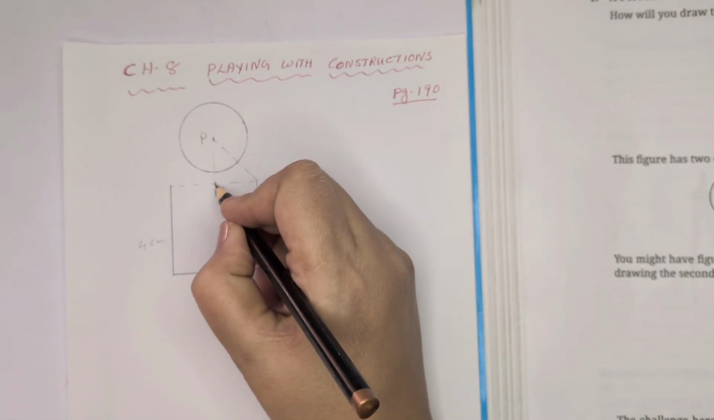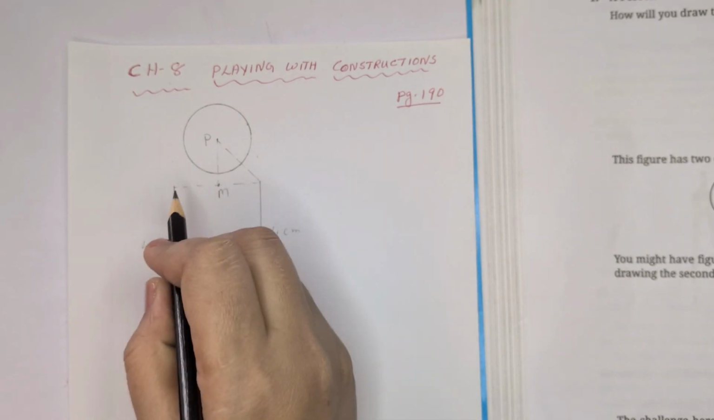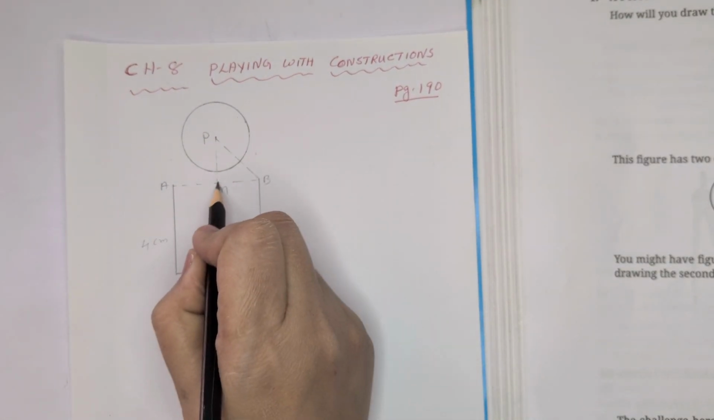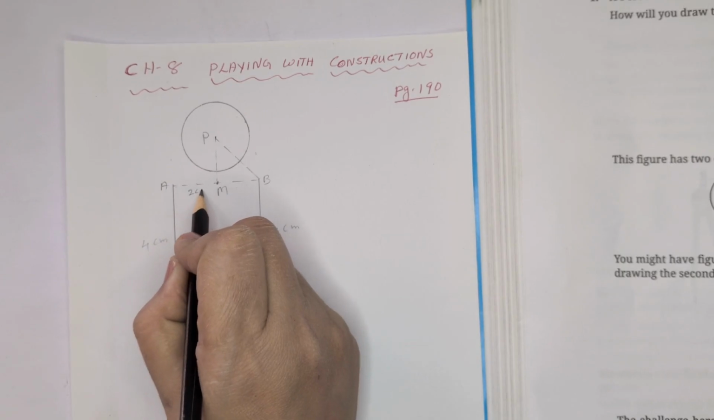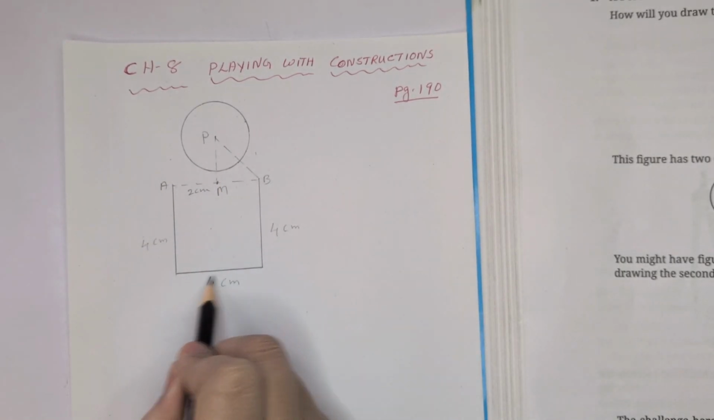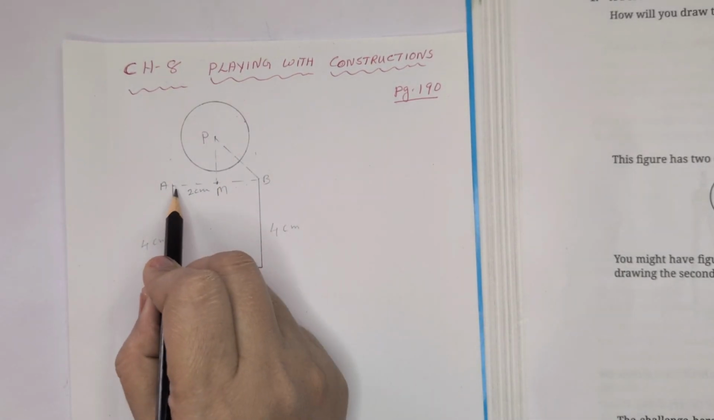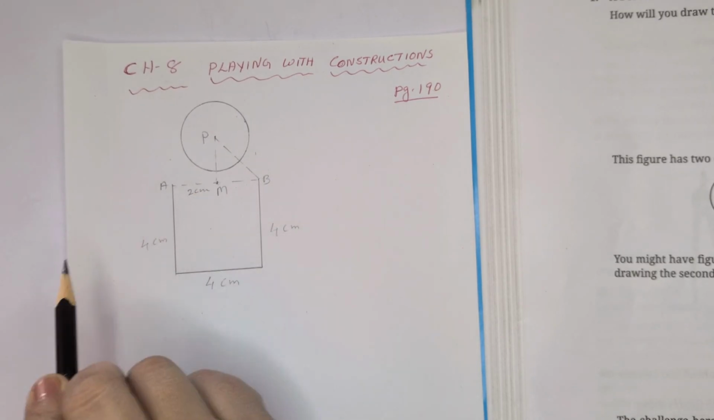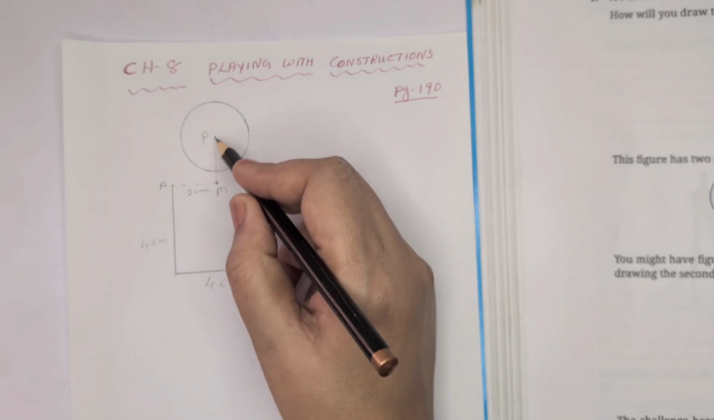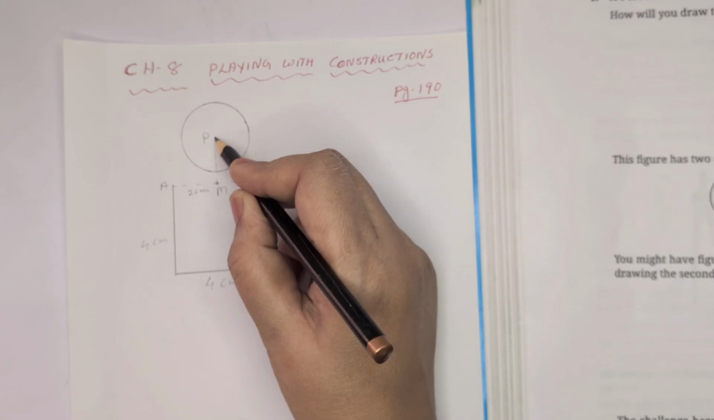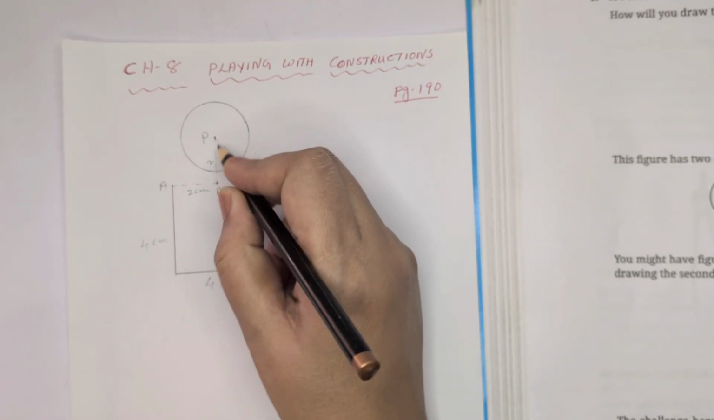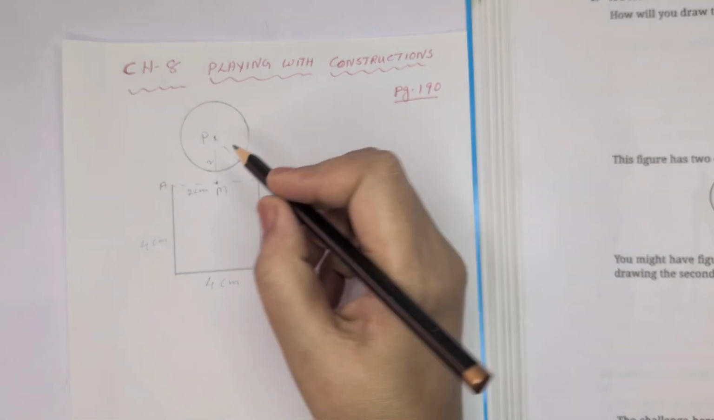After that, mark the midpoint M of this side. If you are marking that side as AB, the midpoint AM is equal to 2 centimeter. AB is 4 centimeter, and AM is equal to BM, that is 2 centimeter. M is the midpoint. From here mark another point P, that also 2 centimeter. PM is equal to 2 centimeter.